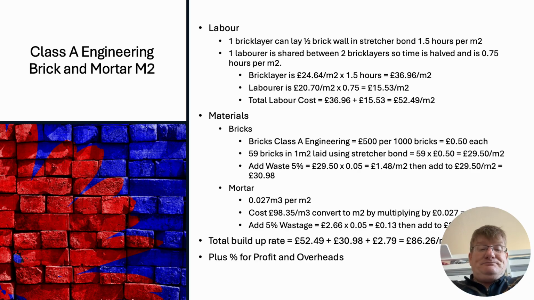My materials: bricks class A, £500 per 1,000. So what we do is we get a price per brick. 59 bricks in a metre squared if you lay them in stretcher bond, which is what we're doing. So 59 times 0.5, or 50p, is £29.50 a metre squared. Add a wastage factor, about 2 to 5% for engineering bricks. Again, taking it from a sheet I got, £29.50 times 0.05, and then add it on. Gives you £30.98. However, don't forget the mortar.